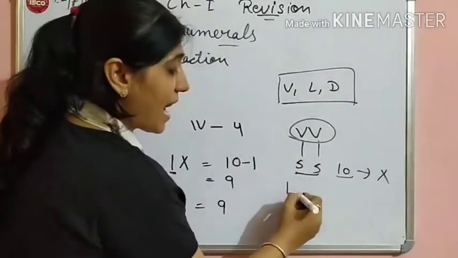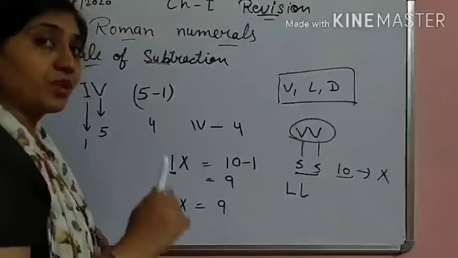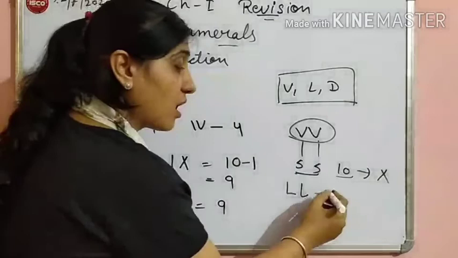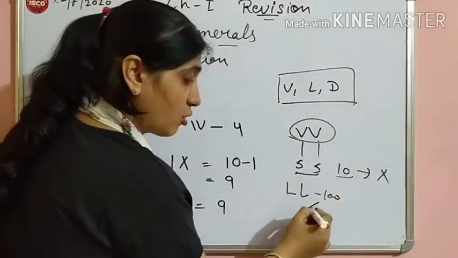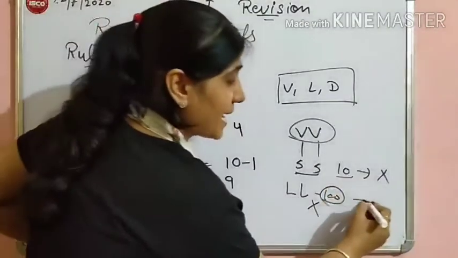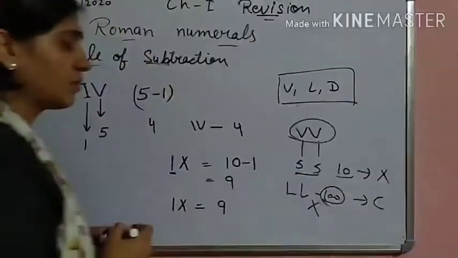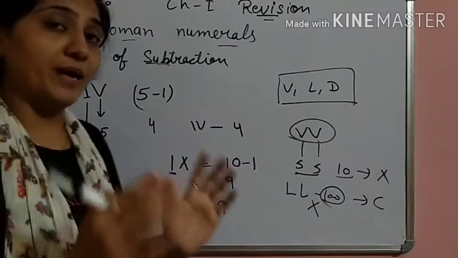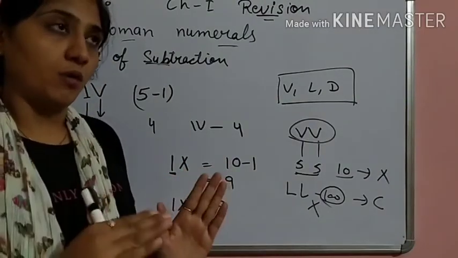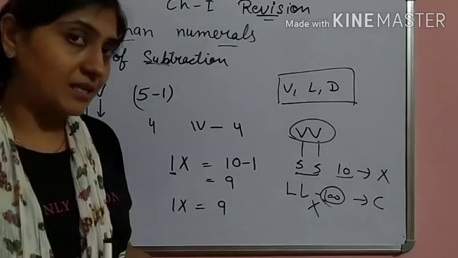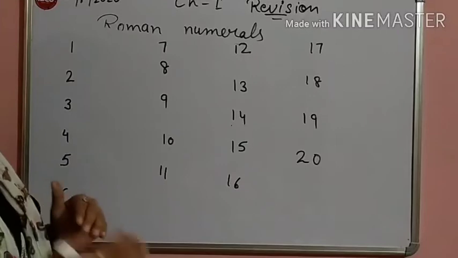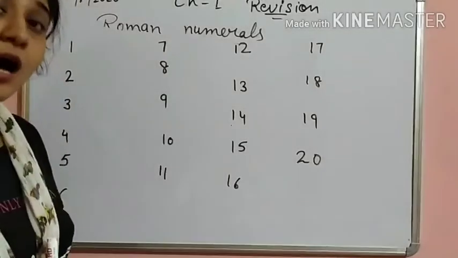Then again L. L means 50. Then again L, 50. Then 50, 50, 100. But we will not write in this way because 100 has its own symbol, that is C. Okay students, I hope that these basic rules are clear to you. Now we will learn and revise the numbers till 40. See how we will write these numbers in Roman numerals.